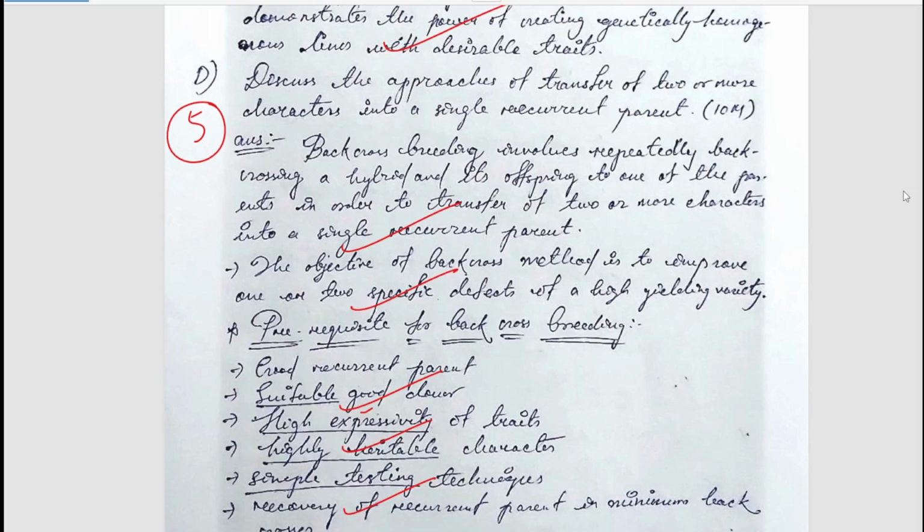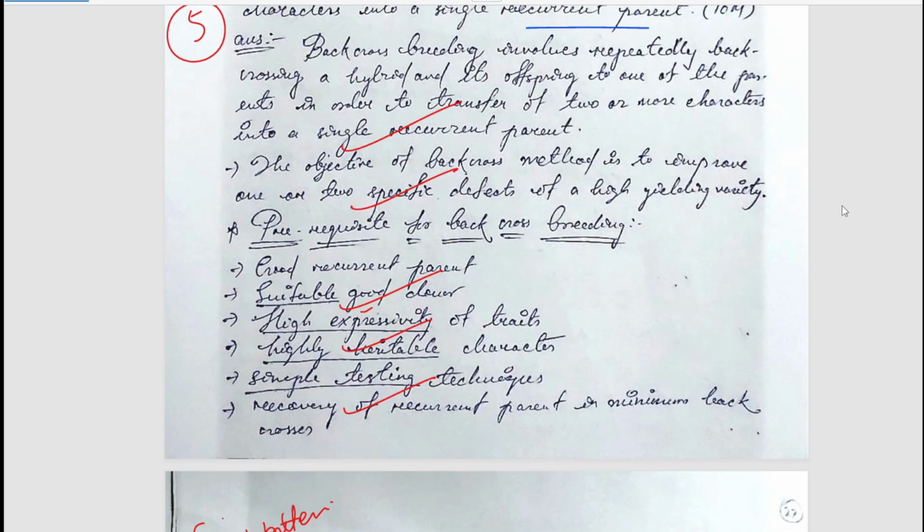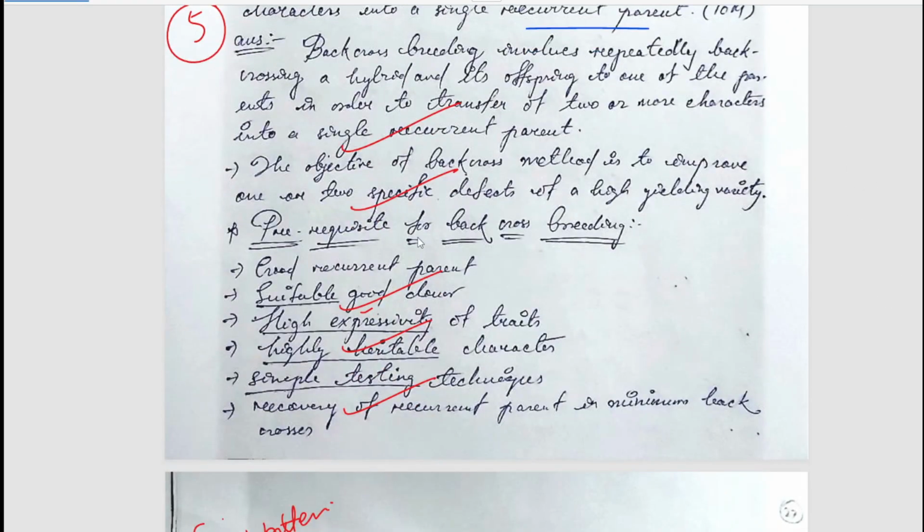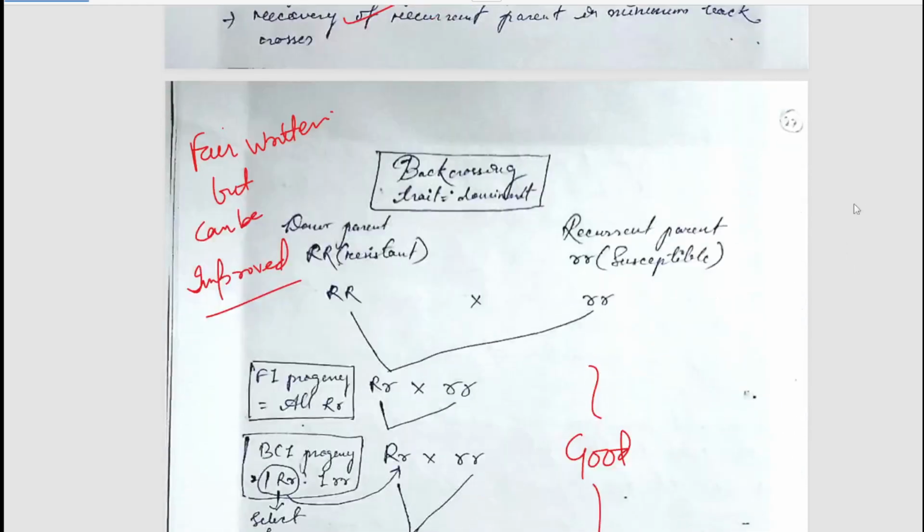The next question is, discuss the approaches of transfer of two or more characters in a single recurrent parent. So how can we do this? We will see the approaches. Backcross breeding can be done here, obviously.